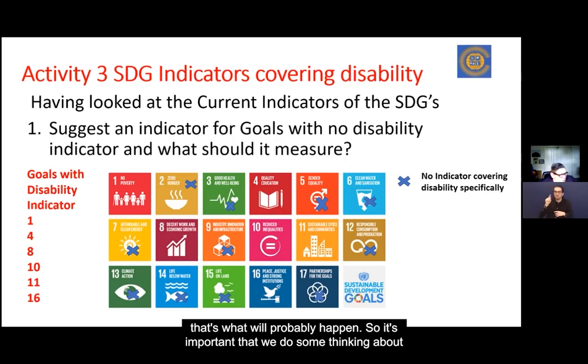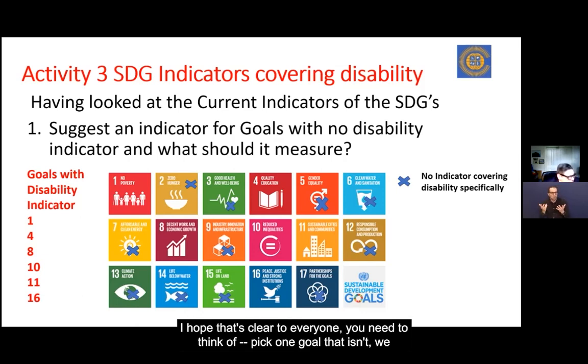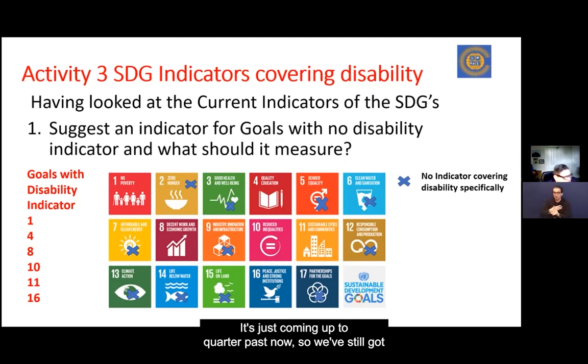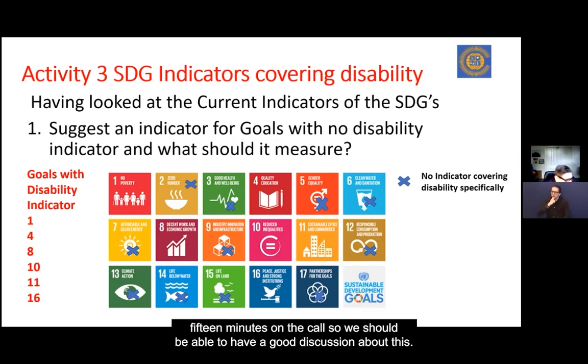So it's important that we do some thinking about what other indicators we want to show that we're moving towards disability equality in the Sustainable Development Goals. So that's the aim of this activity. I hope that's clear to everyone. You need to pick one goal that we haven't got a target for, i.e. one of those with a blue cross, and think of an indicator which would measure progress for disabled people on that Sustainable Development Goal. Okay, I'll give you 2 minutes to think about that and get it written down. And it's just coming up to 1:15 now, so we've still got 15 minutes on the call, so we should be able to have a good discussion about this.